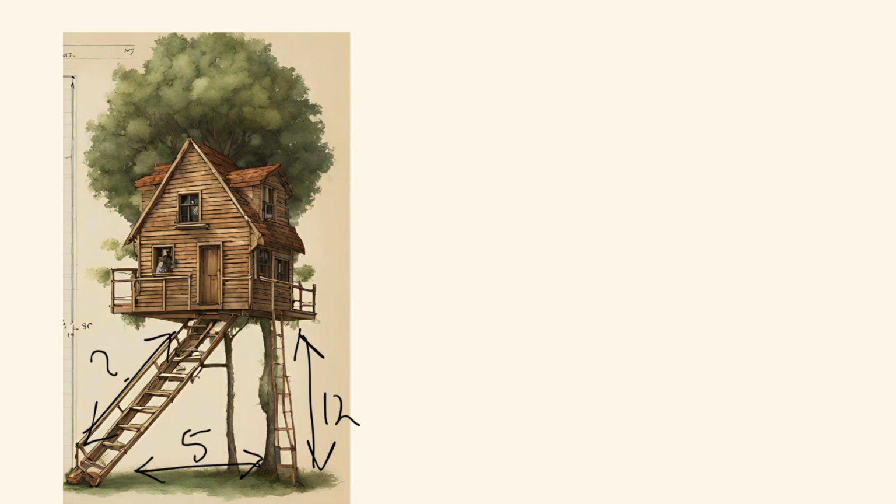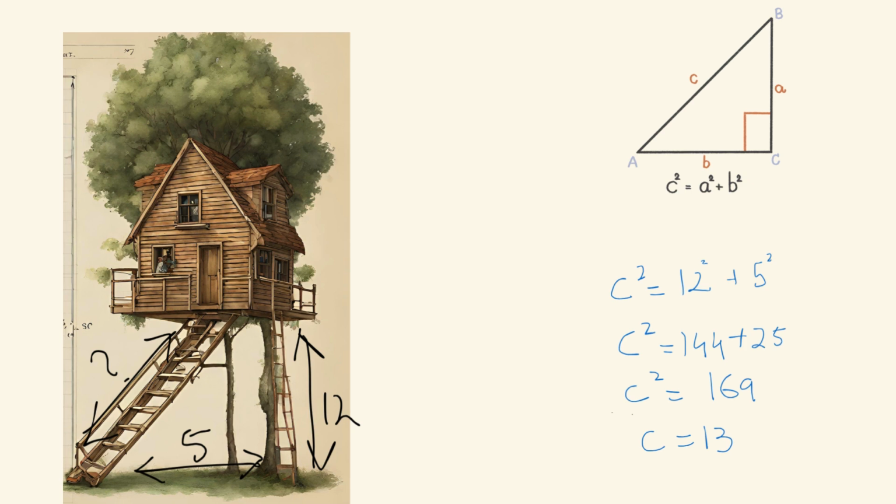To solve this problem, we'll turn to our trusty friend, the Pythagorean theorem. Remember, in a right-angled triangle, the square of the length of the hypotenuse, which is the ladder, is equal to the sum of the squares of the other two sides. Let's plug in the known values: the height of the treehouse, which is 12 feet, and the base of the ladder, which is 5 feet. By rearranging the equation and solving for c, which is the length of the ladder, we find that the ladder should be 13 feet. And there you have it, a practical application of the Pythagorean theorem helping you reach new heights, quite literally.